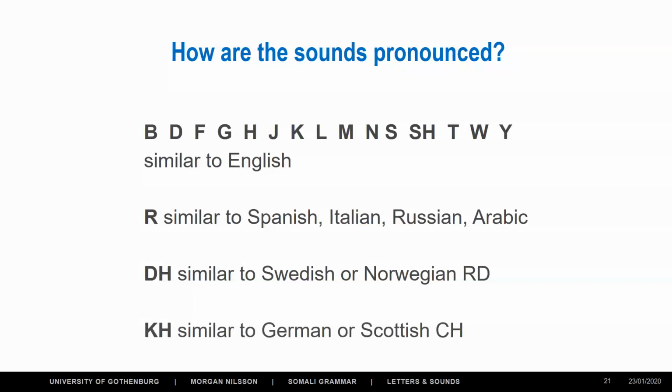And finally, there is a combination of letters KH that is pronounced in a similar way to German CH or Scottish CH. So the ch, Bach. There is a little bit more noise in the throat when you pronounce the Somali consonant than there usually is in the German version of this sound.